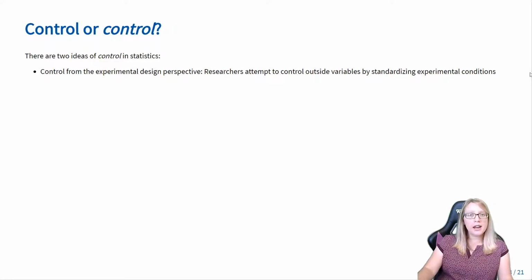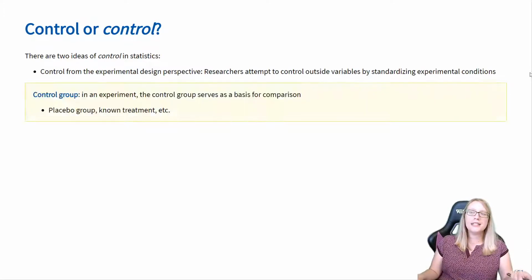So let's dig into that idea of control just a little bit deeper. There are actually two ideas of control that we think about in an experiment. The first is control from the design perspective, where we're trying to minimize the influence of those outside features or those outside actors, keep everything as standard as we can. The second is what's known as a control group. A control group serves as a basis of comparison by either receiving a placebo or a non-active treatment or a known treatment.